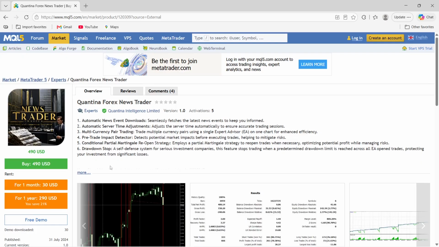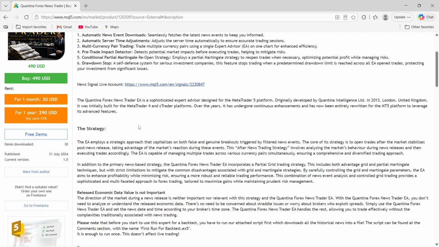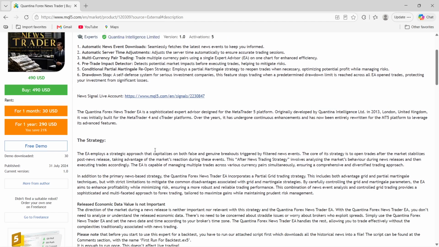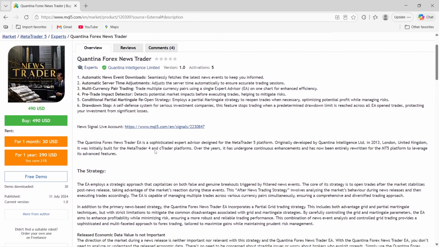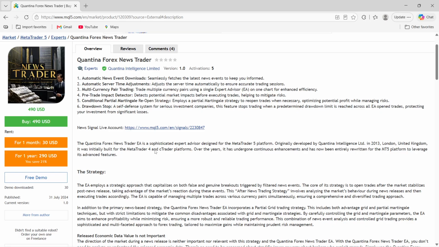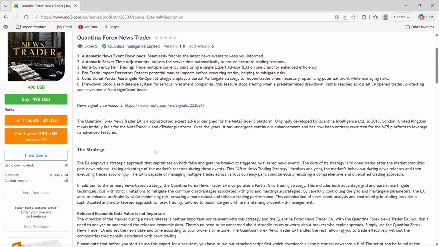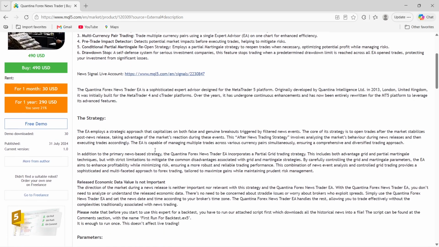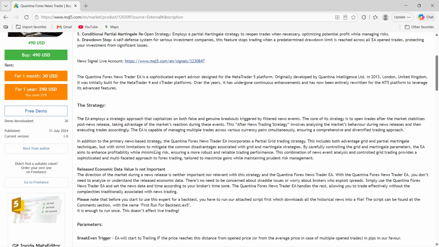Alright, so let's start by walking through what the developer themselves claim this EA actually does. Okay, the container is described as an after news trading strategy. In simple terms, the robot waits for scheduled economic news events, watches how price reacts, and then jumps in based on the candle that forms around the release.